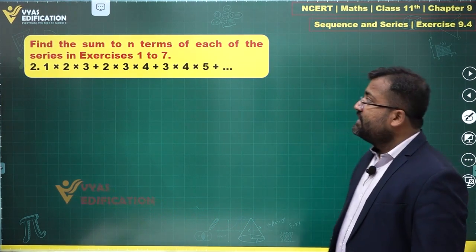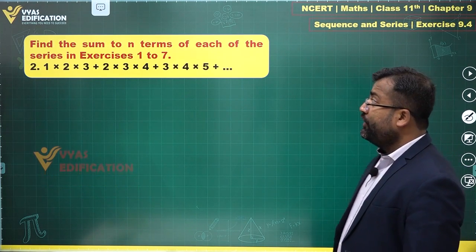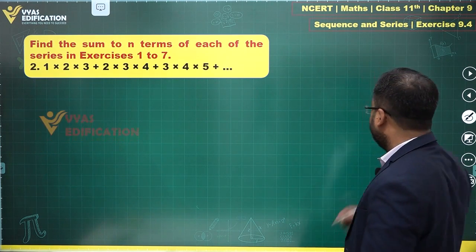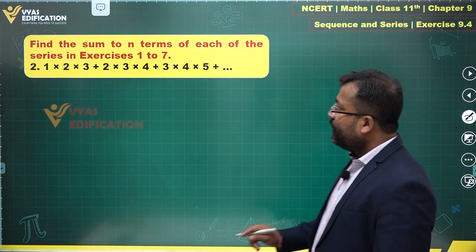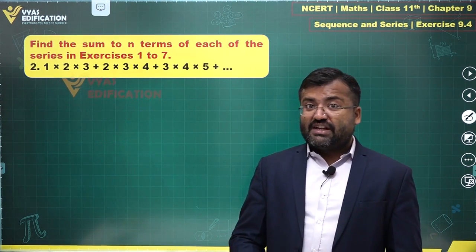Question number 2 says 1 into 2 into 3, 2 into 3 into 4, 3 into 4 into 5. How will we solve this one? The first thing that we are supposed to do is write the rth term.